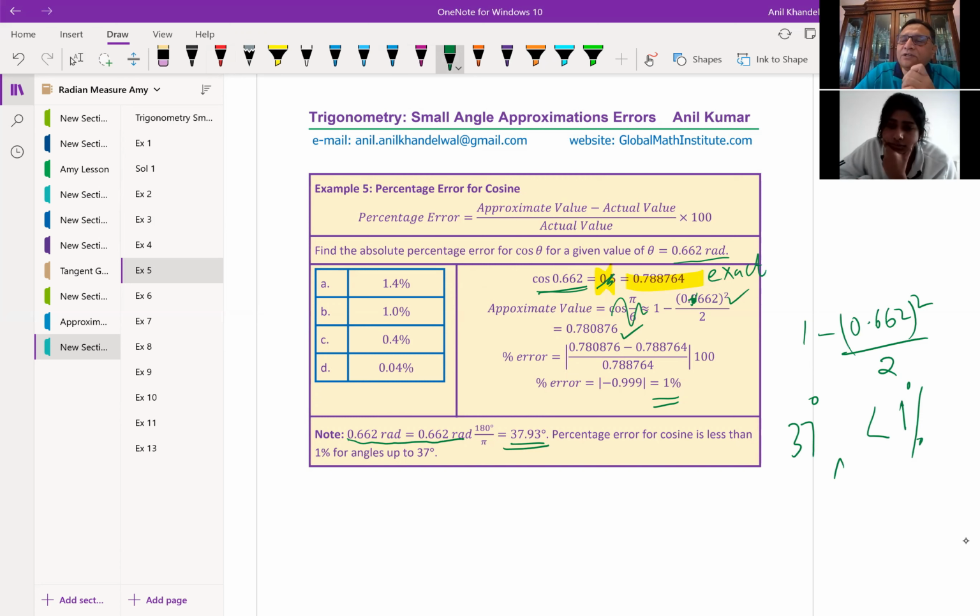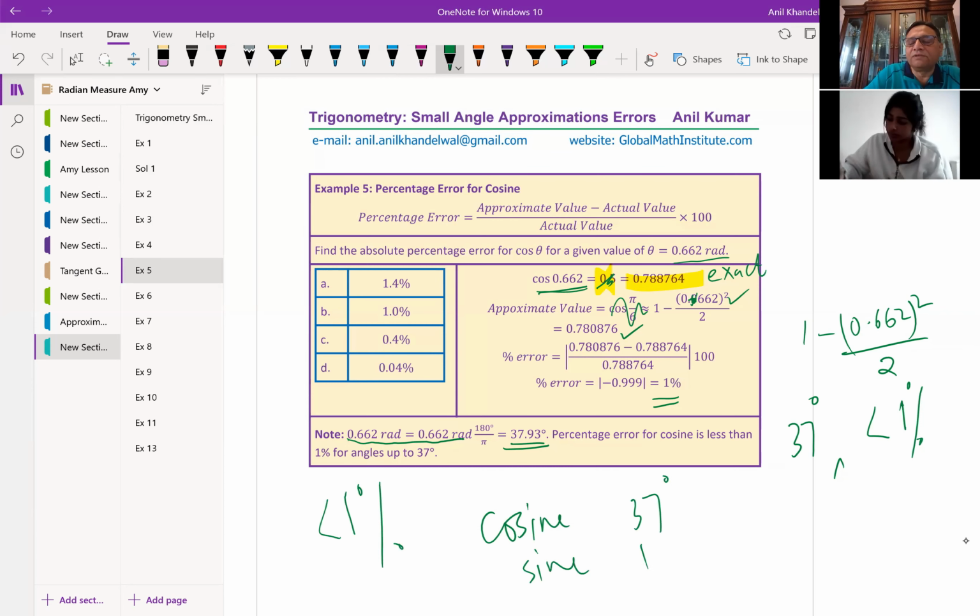But the least error you actually get is for cosine, then sine and then tangent. For cosine, if I look for percentage errors less than 1%, we are looking for an angle which is approximately 37 degrees, right? For sine, we are looking for an angle which is around 14 degrees. And for tan, we are looking for an angle which is about 10 degrees, right? 9.9 we calculated, correct? So that is what it is.